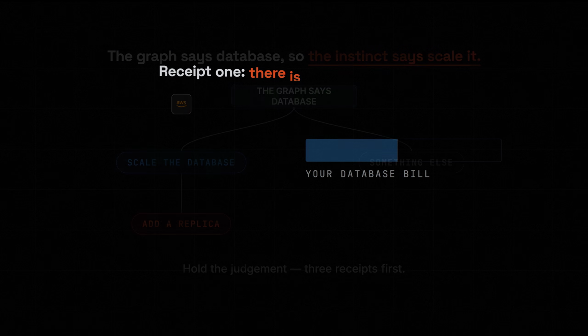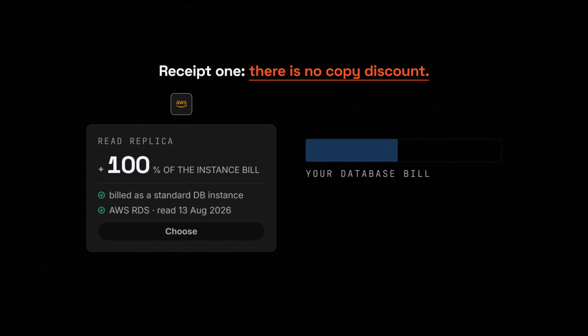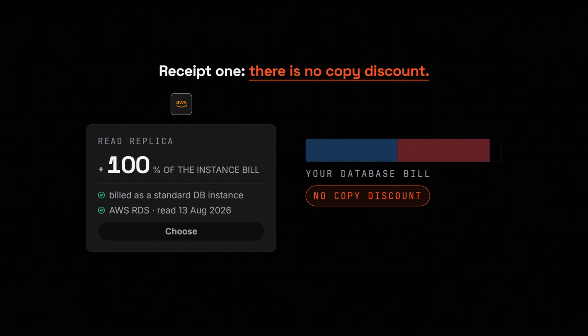add a replica. Receipt 1. On RDS, a read replica is billed as a standard database instance, at the same rate as its instance class. Same size as the primary means your database bill just went to 200%. There is no copy discount.